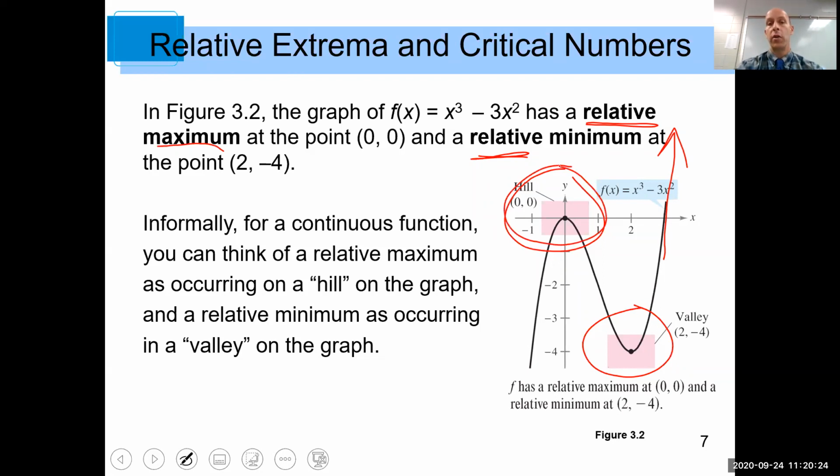By the way, another word you might see in textbooks or on exams is local maximum. So if we think about that as being local to this portion of the graph, not the whole graph, another word we might use is that's a hill. That is a relative maximum. Down here, we have a relative minimum or a local minimum. So we can think of relative maximums as occurring at hills on graphs and relative minimums as valleys.